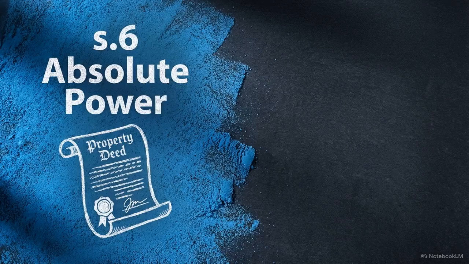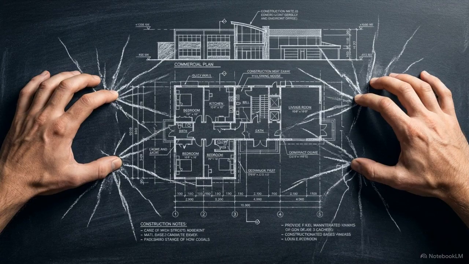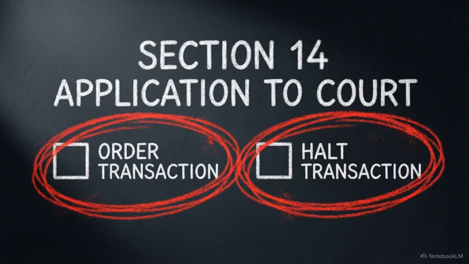TLATA creates a specific balance of power. Section 6 grants trustees the sweeping powers of an owner, allowing them to sell or mortgage the land. But this is checked by Section 11, imposing a strict legal duty on trustees to consult beneficiaries and respect the wishes of the majority. If consultation fails and the deadlock remains, Section 14 allows any interested party, trustee or beneficiary, to apply directly to the court to either force a sale or prevent one.